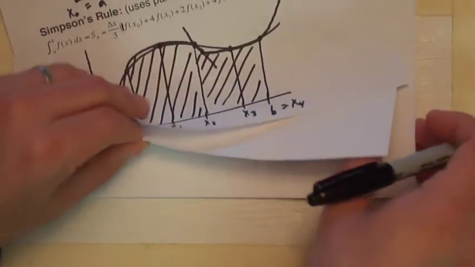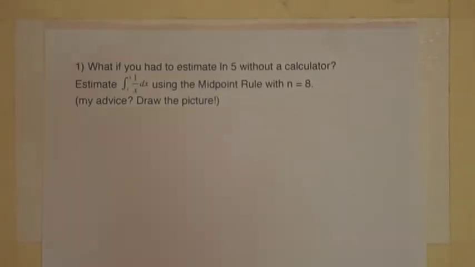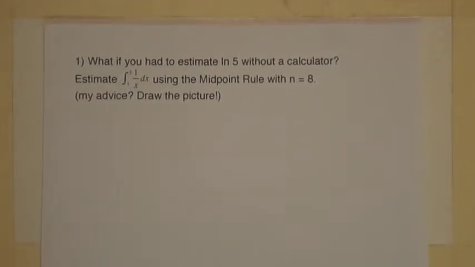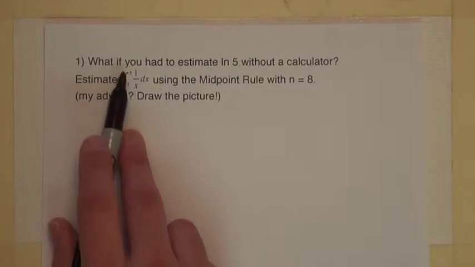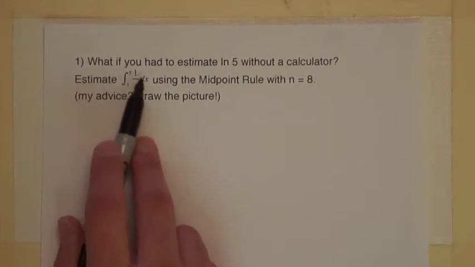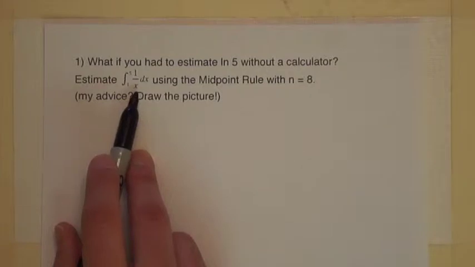So let's do an example of a problem you can do with all these formulas. Go to the next page, and the first example is what if you had to estimate the natural log of 5 without a calculator? Something you could do is do this integral, because the antiderivative of 1 over x is natural log x, so you get natural log 5 minus natural log 1, and since natural log 1 is 0, the answer to this question is ln 5. If you didn't have a calculator, you couldn't just type that into a calculator. You'd have to estimate this using one of these numerical rules.